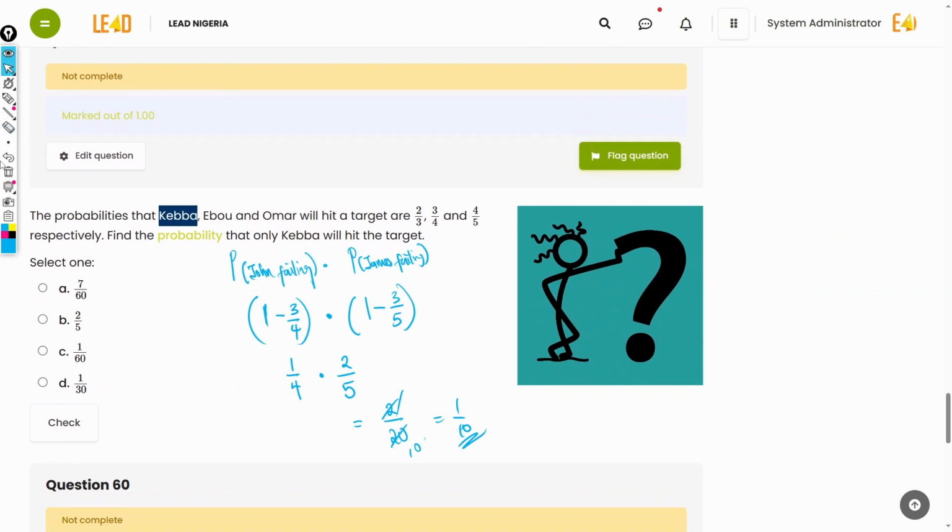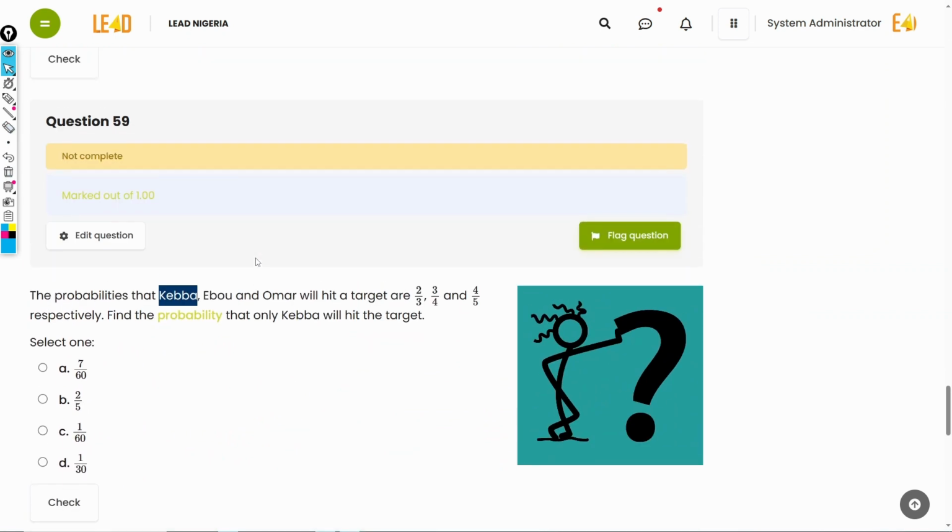All right, 59 says the probabilities that Keba, Abu, and Omar will hit a target are 2 out of 3, 3 out of 4, and 4 out of 5. Find the probability that only Keba will hit the target. So that means we want Keba to hit the target, but for Abu and Omar, we need their negations, because they have to fail. That's the only way only Keba will hit the target.